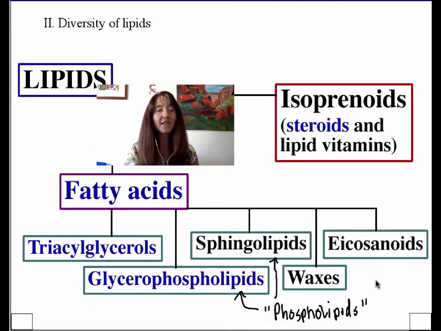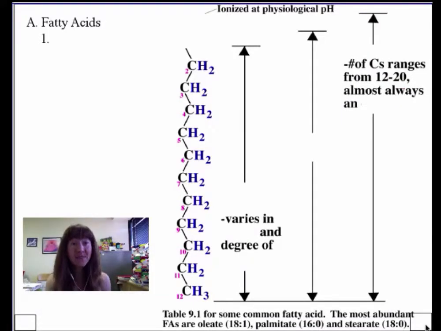So we'll jump into each one of those, but let's begin by just simply looking at the structure of a simple fatty acid, which is not so simple because that long hydrocarbon side chain can vary quite a lot. Now let's begin by looking at the carboxyl group of a fatty acid, and I want you to recognize that it is ionized, meaning that it has lost its acidic proton.